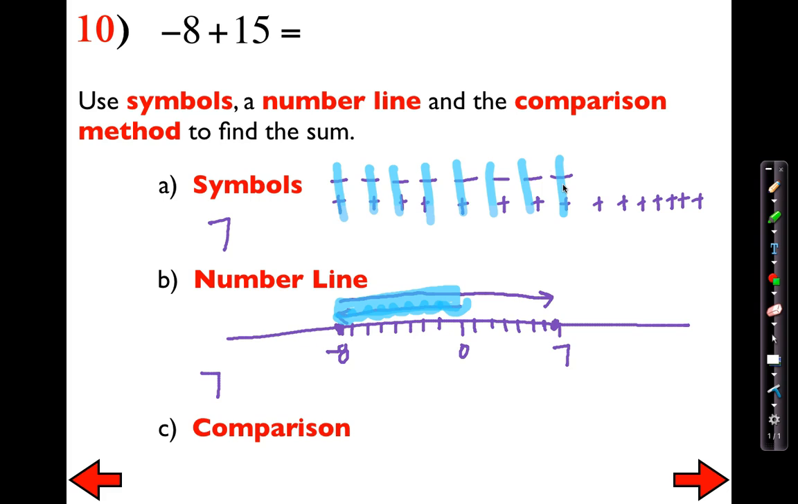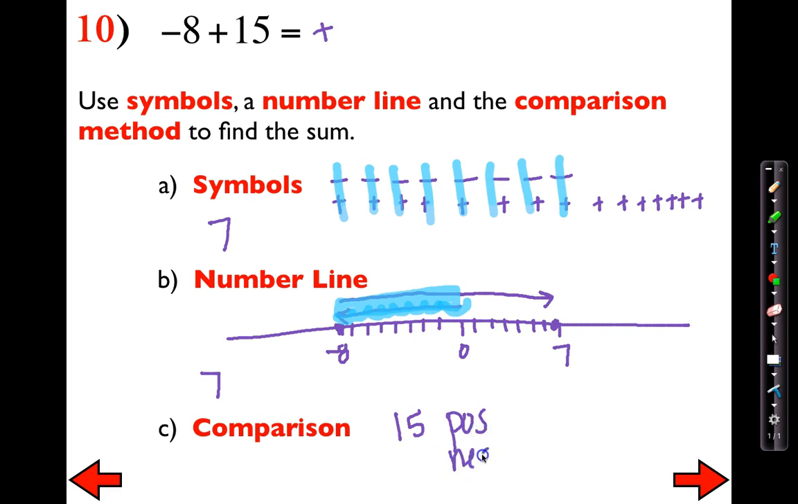But now, let's talk about a comparison. That's the method we use today. With comparison, you're going to ask yourself, are there more negatives or are there more positives? Taking a look at this, I'm going to definitely say there are more positives. So my answer is going to be positive. Now, since we talked about there being more positives, let's count how many positives there are. Looking at this, I can see there are 15 positives.